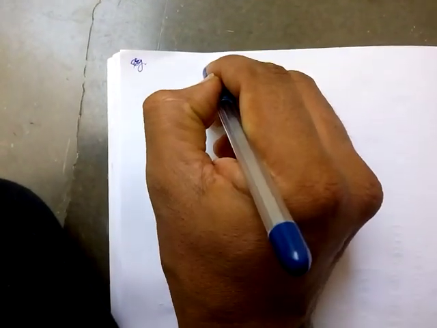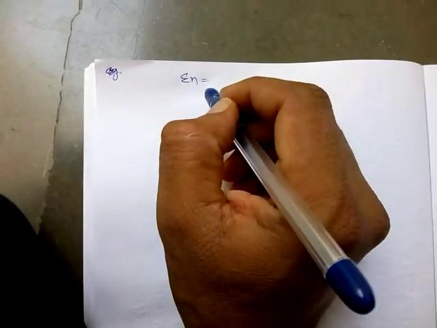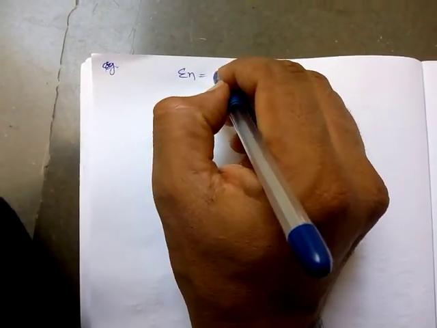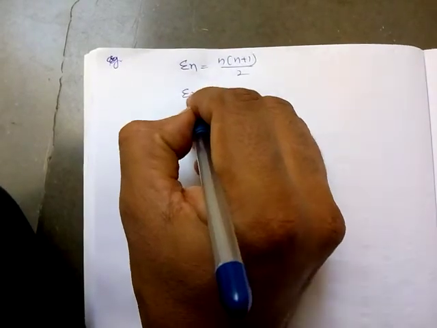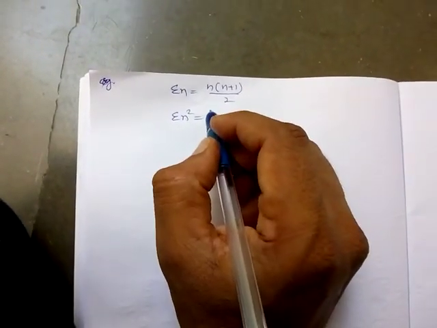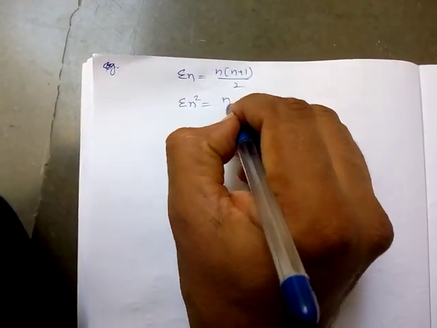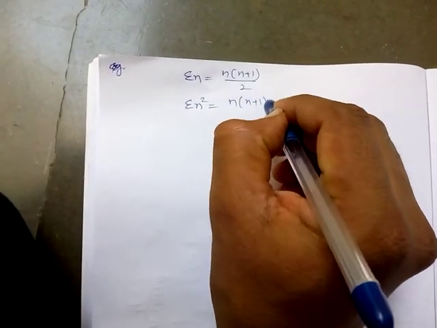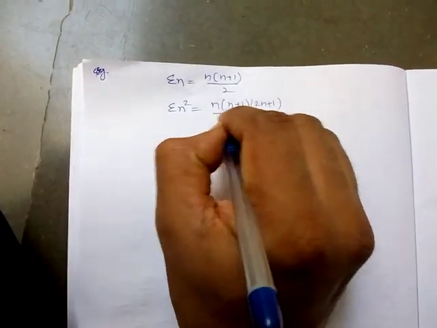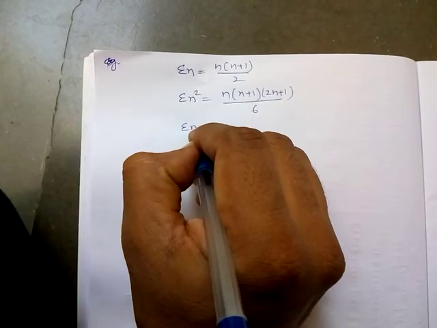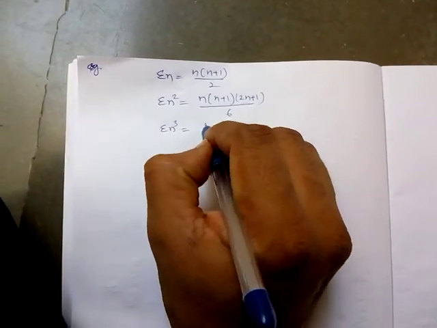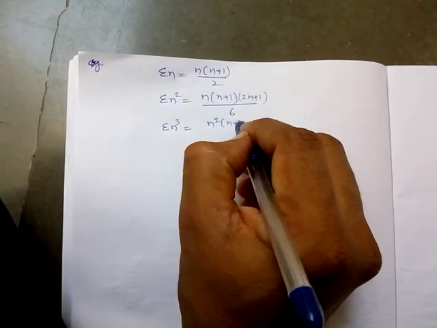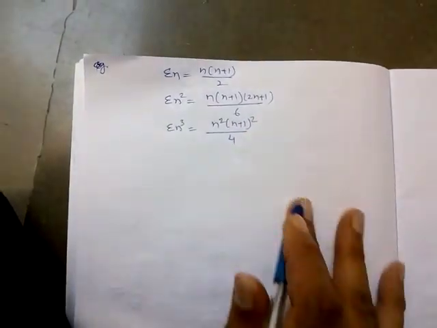Sigma n is equal to the sum of the first n natural numbers: n into n plus 1 by 2. Sigma n square, the sum of the squares of the first n natural numbers: n into n plus 1 into 2n plus 1 by 6. Sigma n cube is equal to the sum of the cubes of the first n natural numbers: n square into n plus 1 whole square by 4.